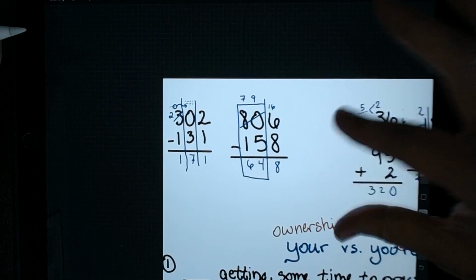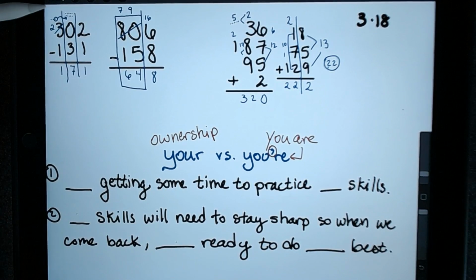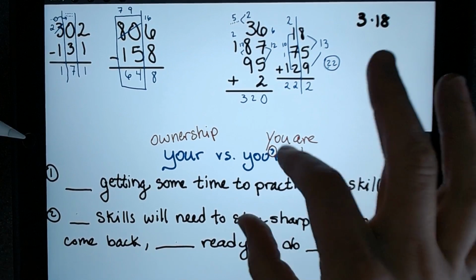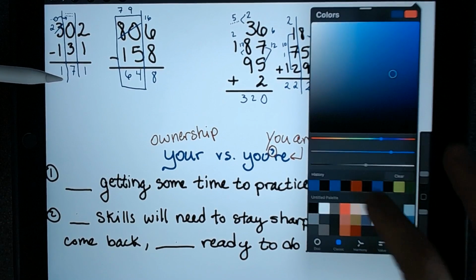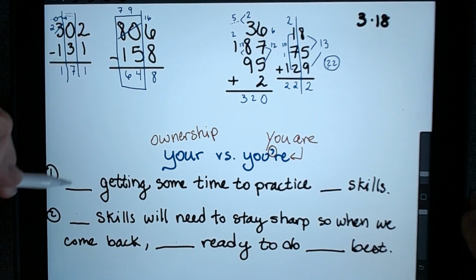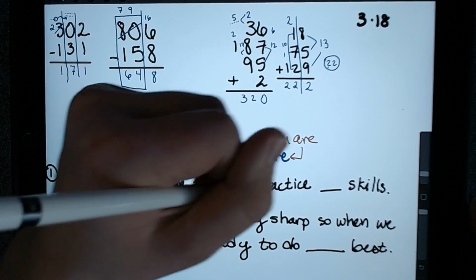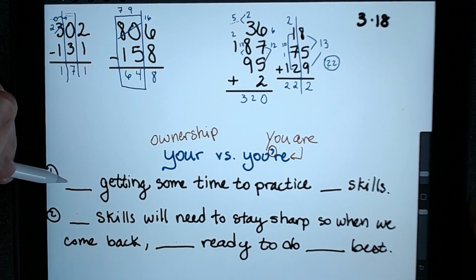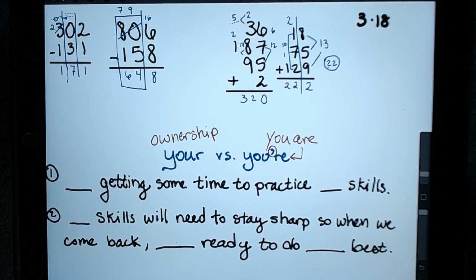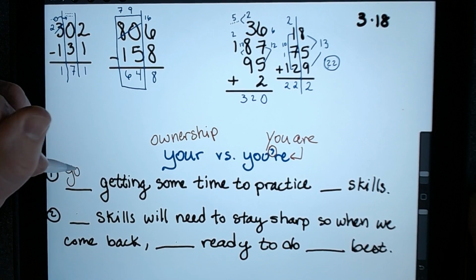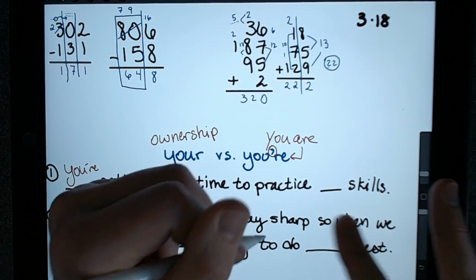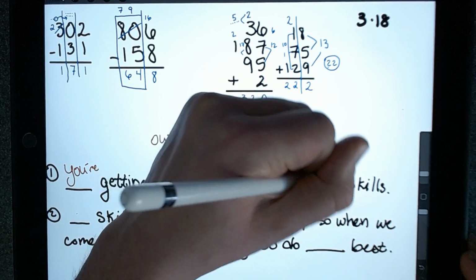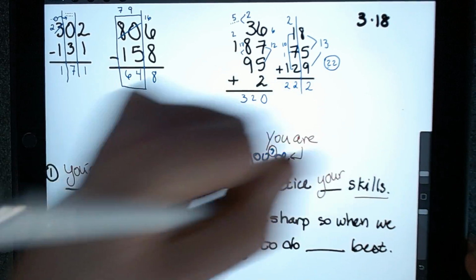All right, so there's your math from yesterday. Let's go down to the ownership and the you're ones, and see how we did on that one. So on this one, it says, you're getting some time to practice your skills. So here, I can insert the words you are. So that means I can use this kind of you're, Y-O-U apostrophe R-E. Your skills, Y-O-U-R here, because these skills belong to you.